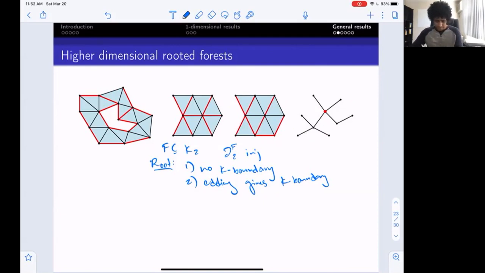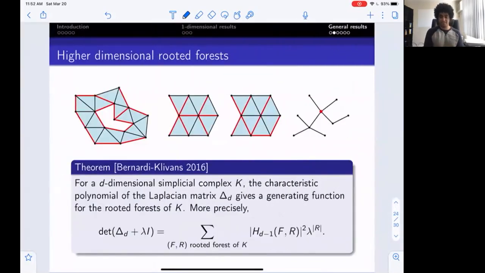This is all due to Bernardi and Klivans. They gave a very nice generalization of the theorem we saw earlier about how to express the characteristic polynomial in higher dimensions. We do have a noticeably new key player, which is this term here, and that's due to torsion becoming an issue in higher dimensions. So this does make things more delicate as we go up, and we'll see how this messes around with things.